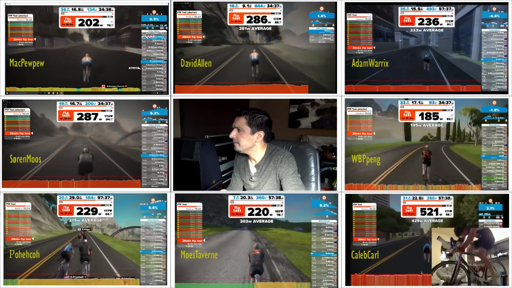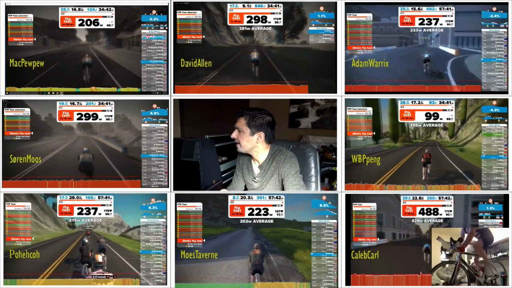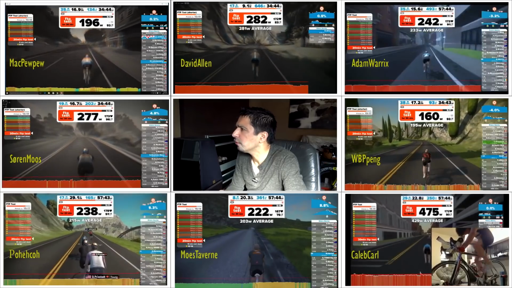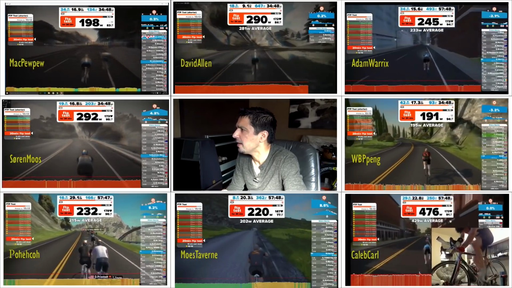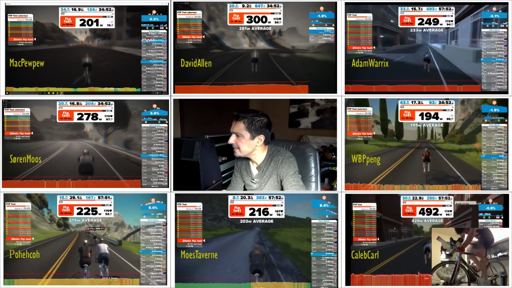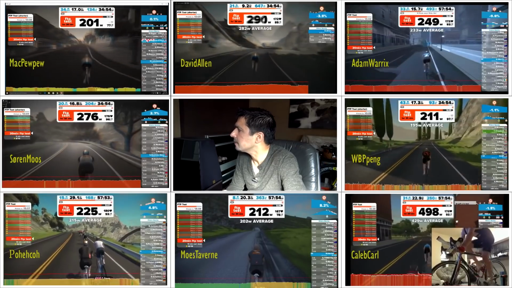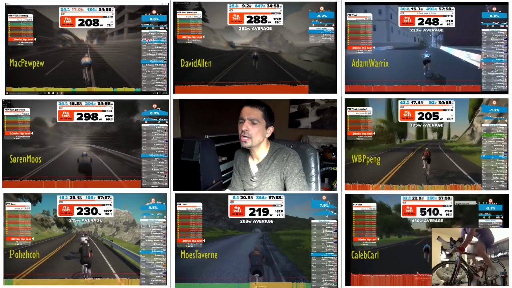Let's have a look at Adam here. Adam went through with 15 to go through the 5 minute mark with 241 average watts. He's fallen somewhat. 10 minutes to go, 235, and now coming up to 5 minutes to go, 233. His pace line isn't that bad, to be honest. I think he's just suffering a little bit based on that early hot start.